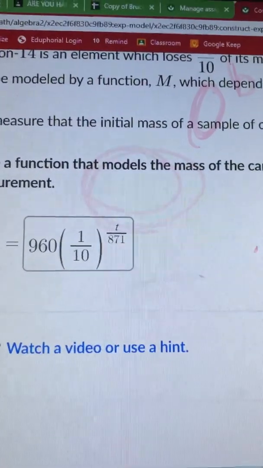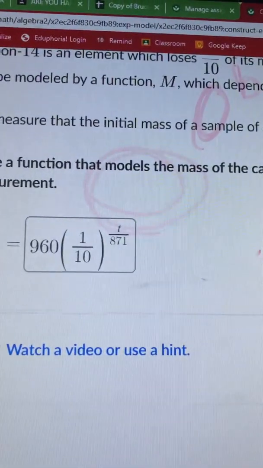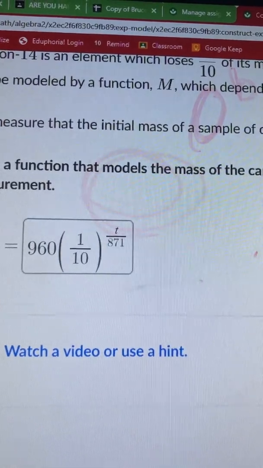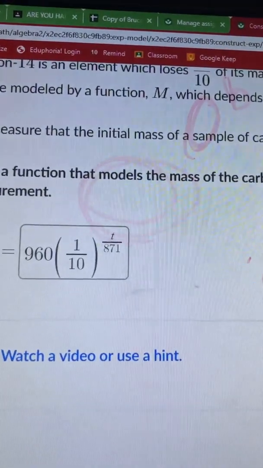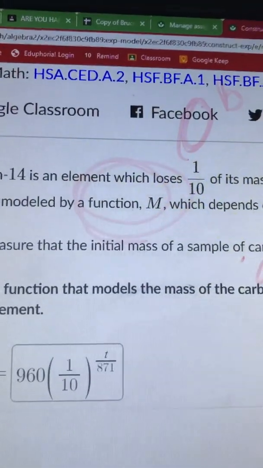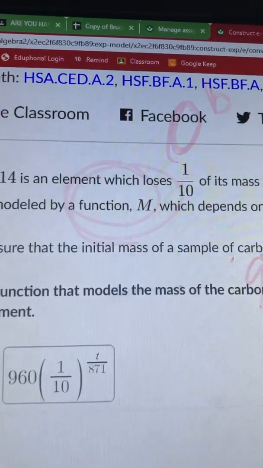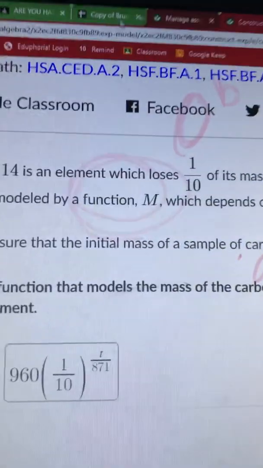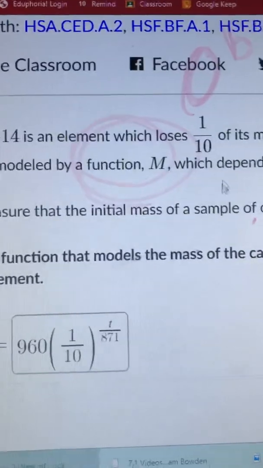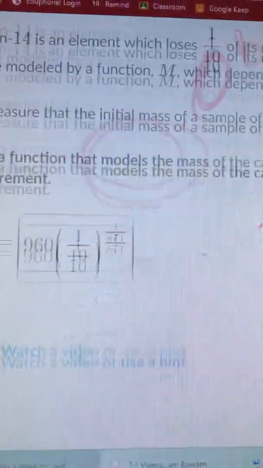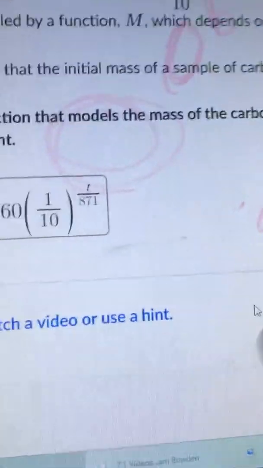Let's see if this is right. Oh, it loses 1/10. Okay, my bad. I forgot to do that thing where I subtract.